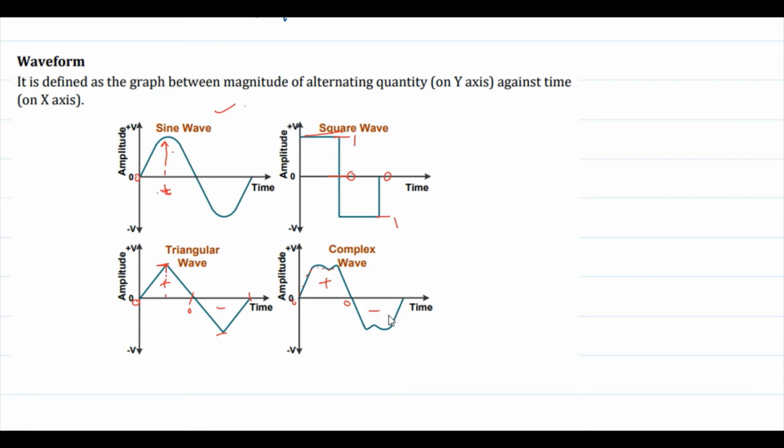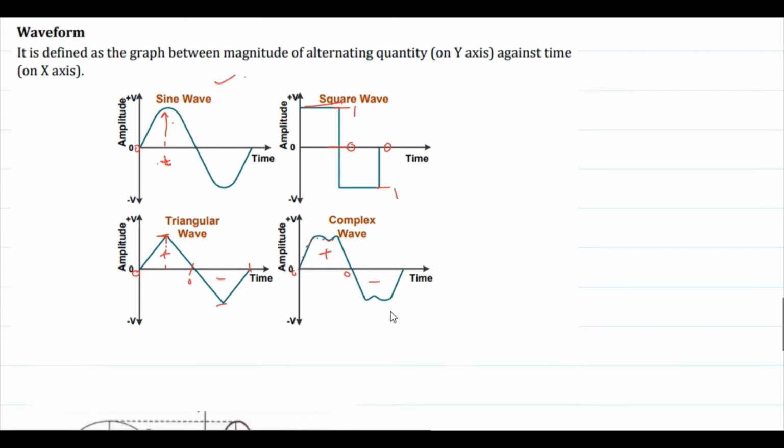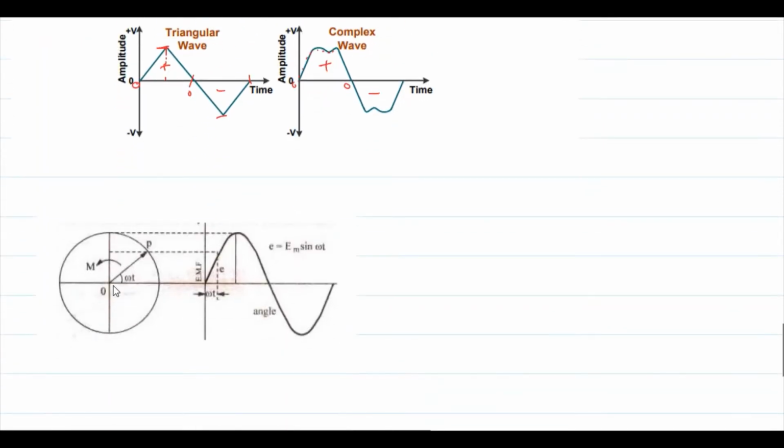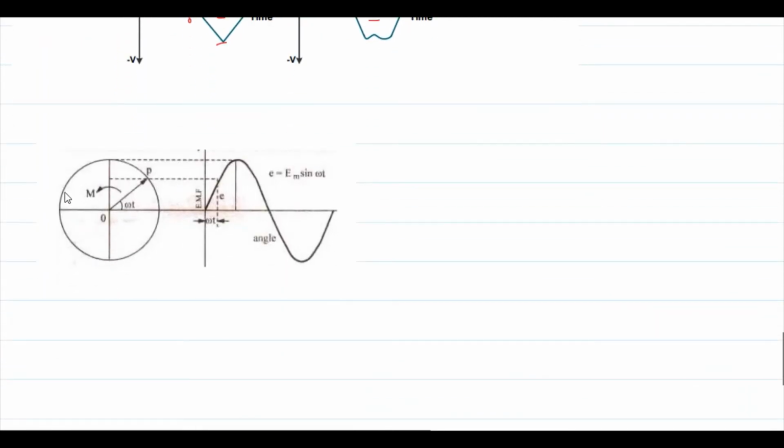Now, another term that is called phase. Let me introduce phase. What do you mean by exactly phase? You can see this diagram below. First I will define what exactly phase means. Phase is nothing but a state of vibration or variation, a state of variation.